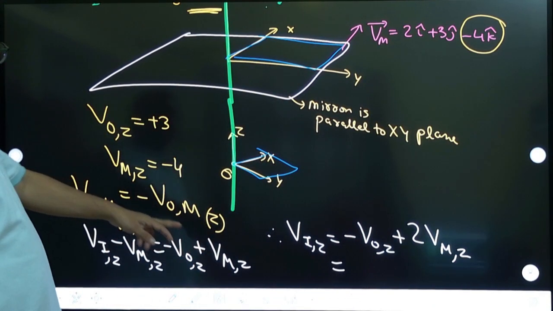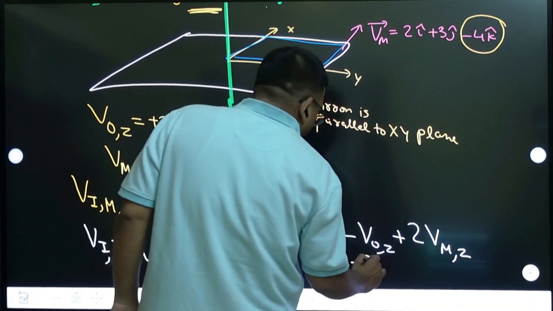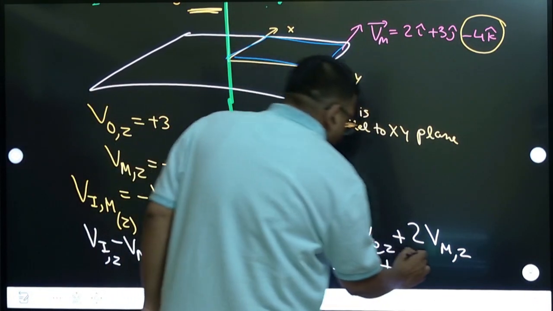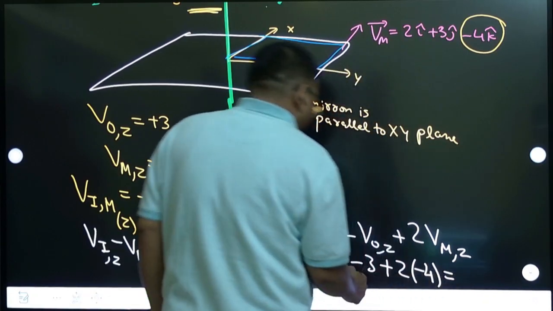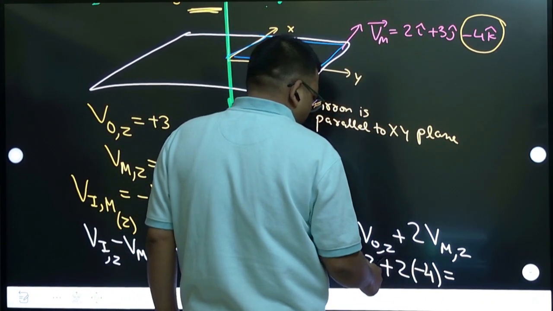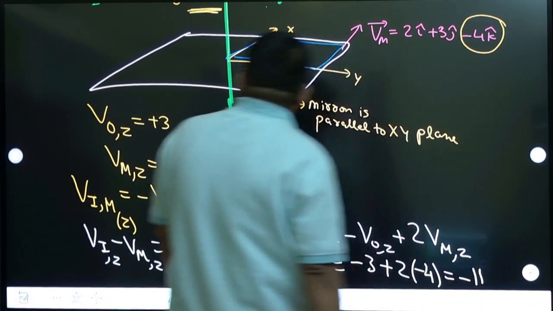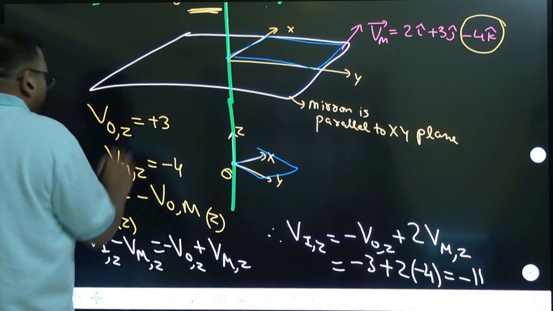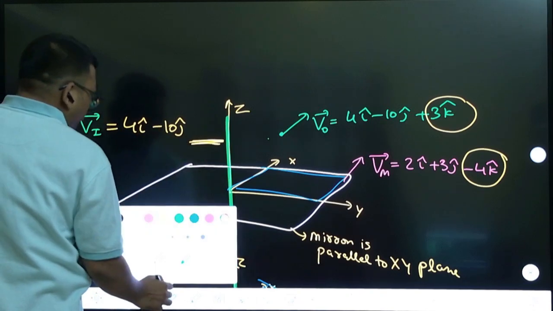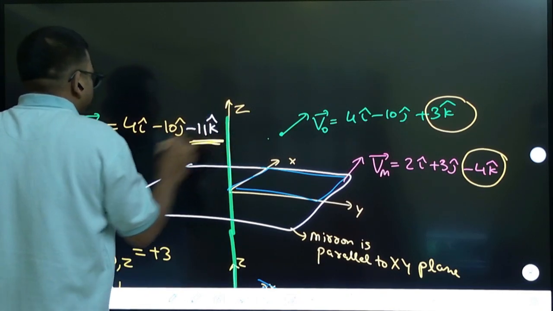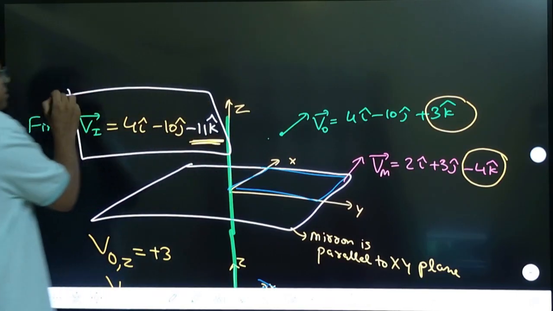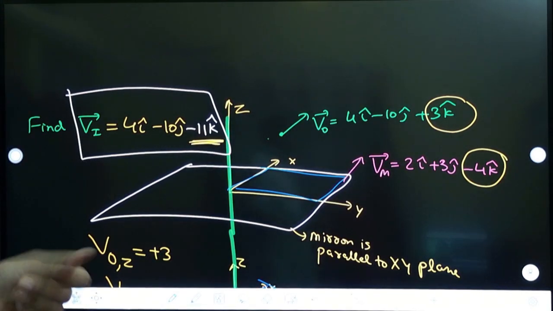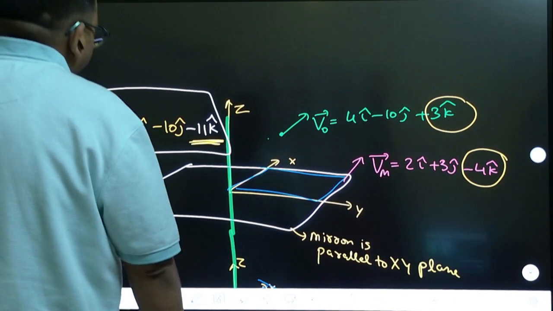The object along the z axis is 3, right? So minus 3 plus 2 times minus 4. How much does it become? Minus 8 and 3, minus 11. You got the image, so that is minus 11. So here we need to put minus 11, and that is k cap. That's the answer. Got it? In just 1 second we got the answer. Not much calculation is there.